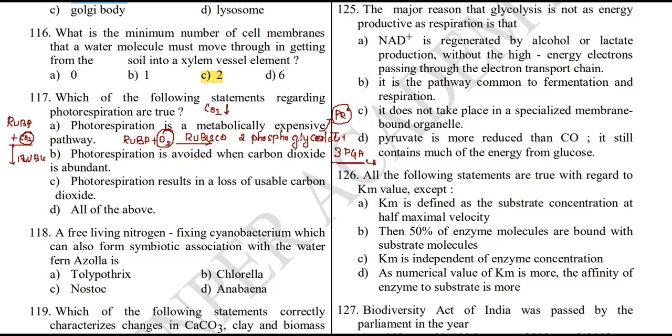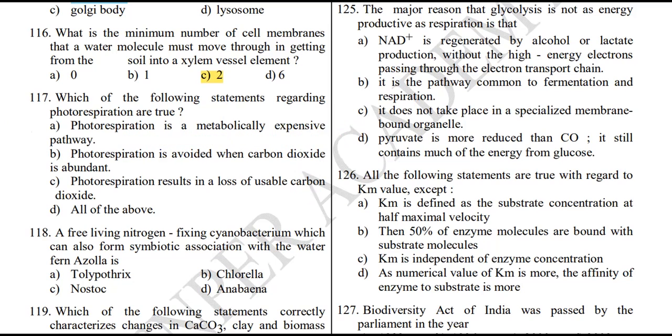And now what exactly happened? A lot of carbon dioxide is released in this process, and there is no ATP, no NADPH. So if this is happening, where oxygen has been utilized and carbon dioxide is released, it is a wasteful process. It is a very expensive process where you're going to use up the oxygen. So photorespiration is metabolically an expensive process. Yes, photorespiration is avoided.